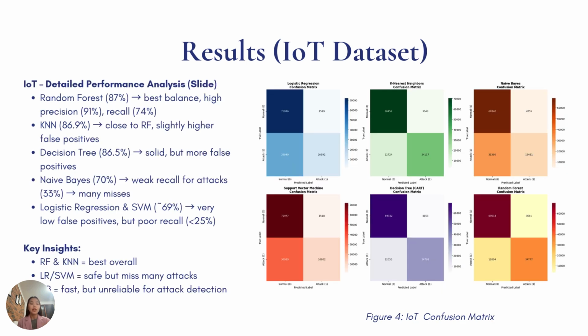So, looking closer, moving into IoT detailed performance. RF and KNN offer the best balance of precision and recall. Decision tree was good but had more false positives. Naive Bayes was fast but unreliable for detecting attacks. Logistic regression and SVM produced very few false positives but missed many attacks. So the choice depends on whether the priority is catching attacks or minimizing false alarms.